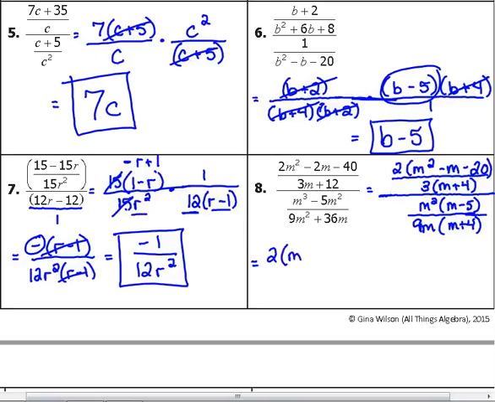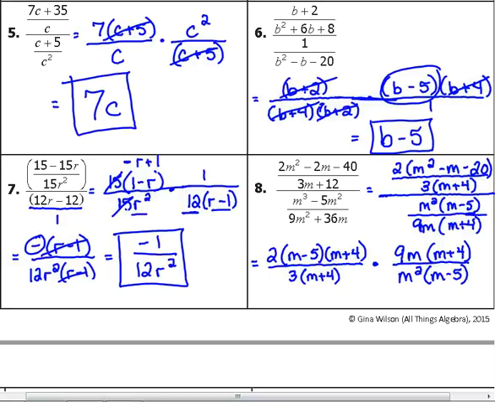Okay, so m squared minus m minus 20 is m minus 5 times m plus 4. And that's still over 3 times m plus 4 times, flip it over. Okay, so the bottom one flips over. 9m times m plus 4 is now on the top, and m squared times m minus 5 is now on the bottom. When we're multiplying, it just becomes one big happy fraction.